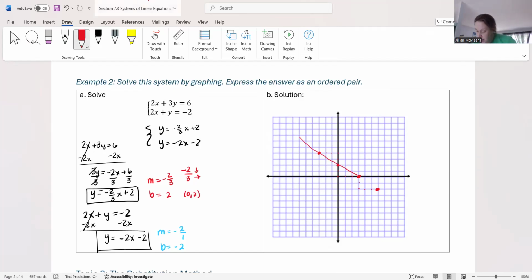So we connect. Hopefully we're doing this accurately enough, but can you kind of see what I mean? When you graph by hand, it's a little wobbly. It's not super accurate. Okay?